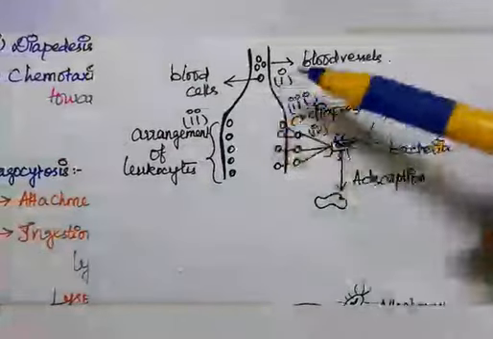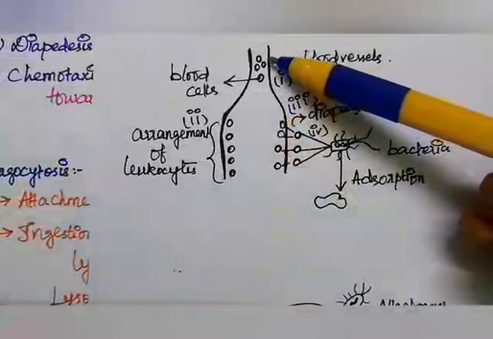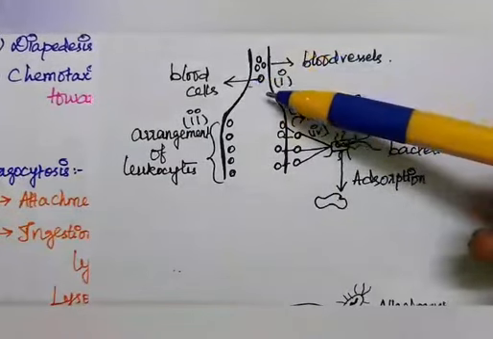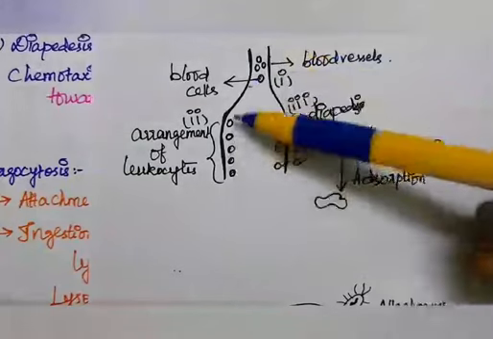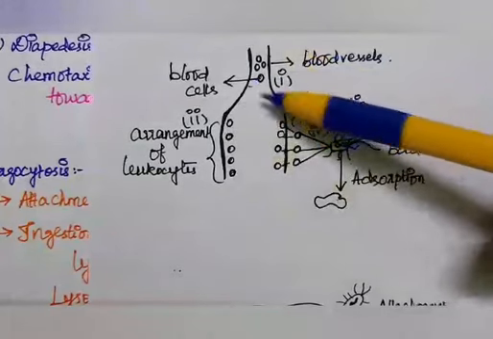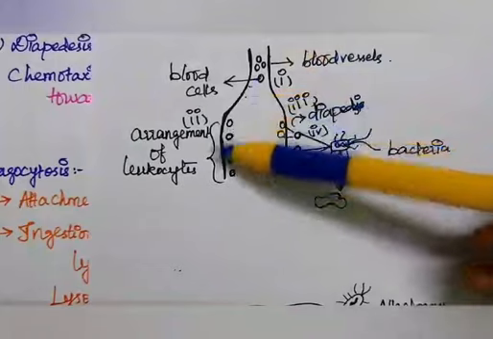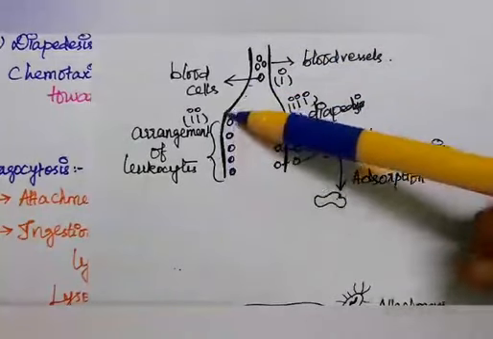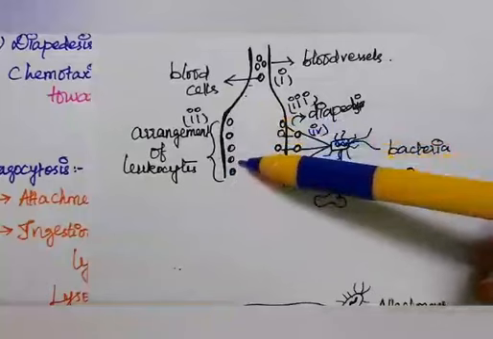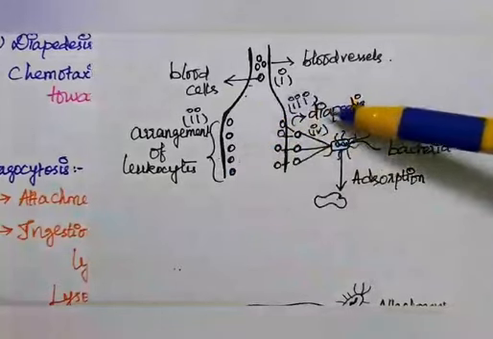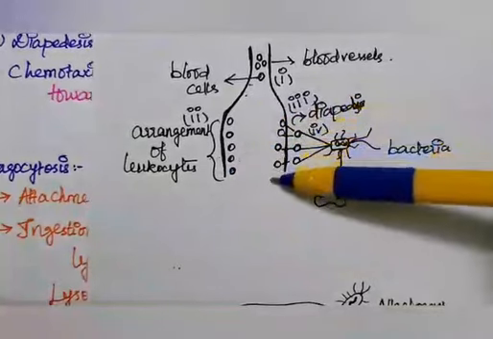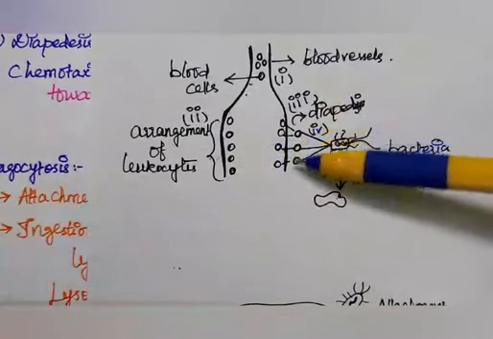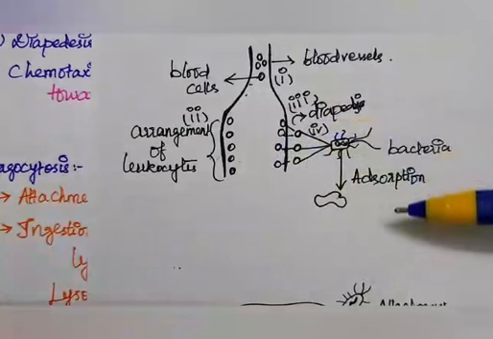This is how the blood vessel looks initially without the entry of pathogen. After the entry of pathogen, due to the action of histamine, the vasodilation of the blood vessels takes place. The second step is arrangement of leukocytes at the periphery of the blood vessel, that is the wall of the blood vessels. Third step is diapedesis, that is with the help of cellular debris they move. And the fourth step is chemotactic movement towards the pathogen.